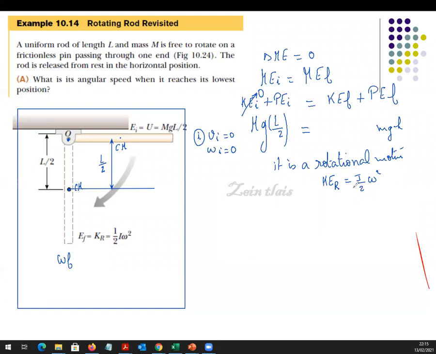So the kinetic energy equals half I omega square plus, what about the potential energy final? It equals 0, because the center of mass is at the reference, equal to 0.